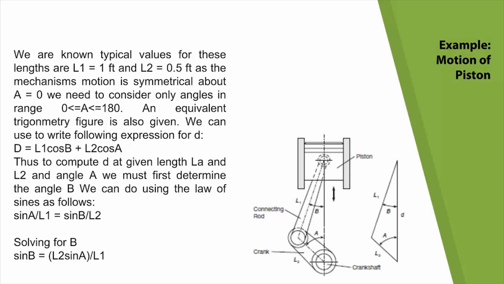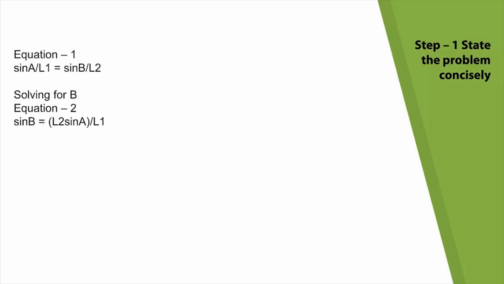Thus, to compute distance d traveled by the piston at given length of L1 and L2 and angle A, we have to first determine the angle B. Now, the equation in the last line shows the steps to solve for angle B. We have the ratios sin A by L1 and sin B by L2. From that, we can solve for B as sine inverse of L2 times sin A whole divided by L1. From this, we will get angle B, and from there on, we can solve for the distance traveled by the piston. Now let us start with our solution.